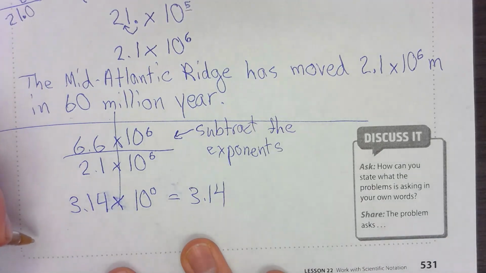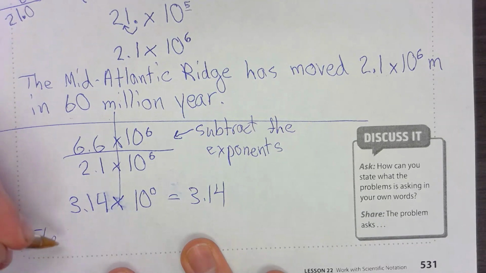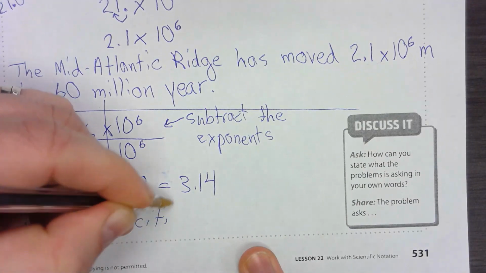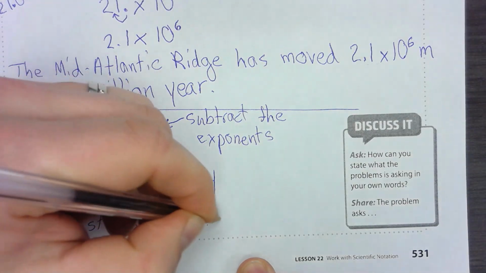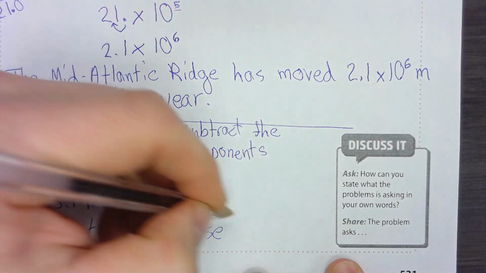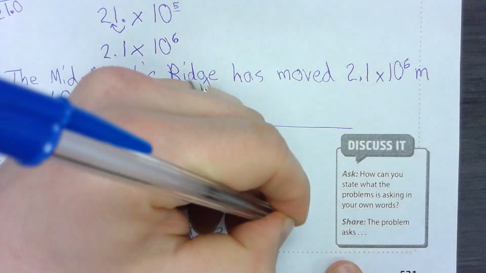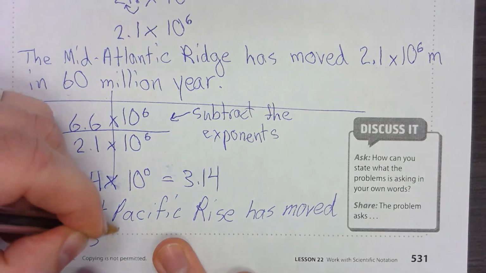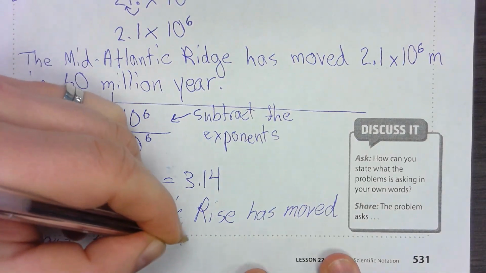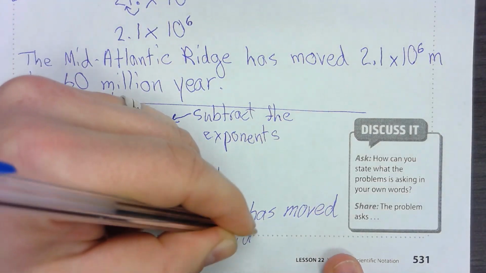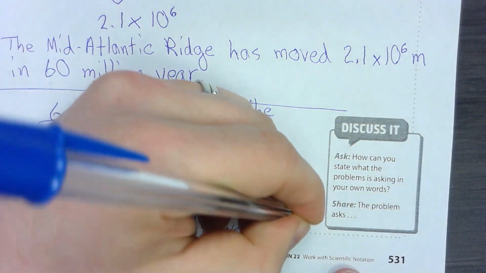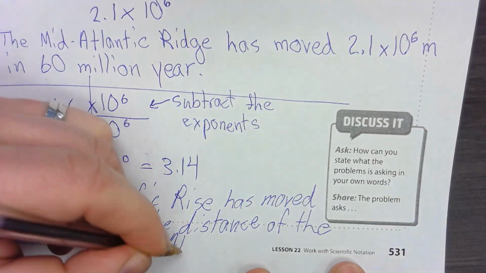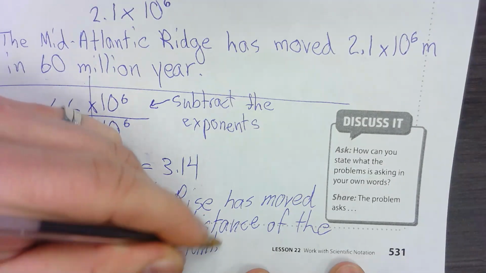How many, the Eastern, or the East Pacific Ridge, oh, it says rise, not ridge, rise, has moved about 3 times the distance of the Mid-Atlantic Ridge.